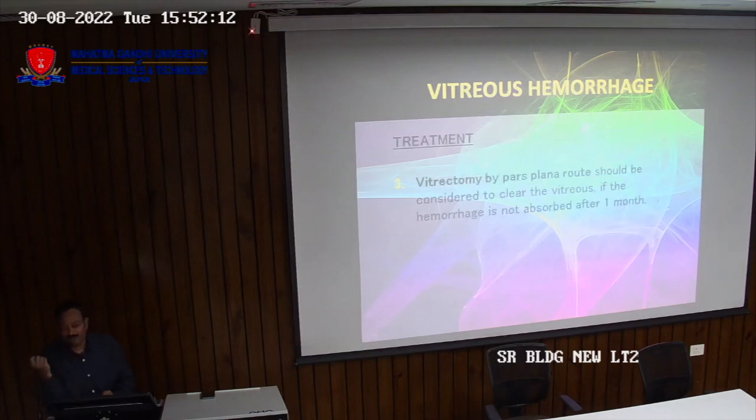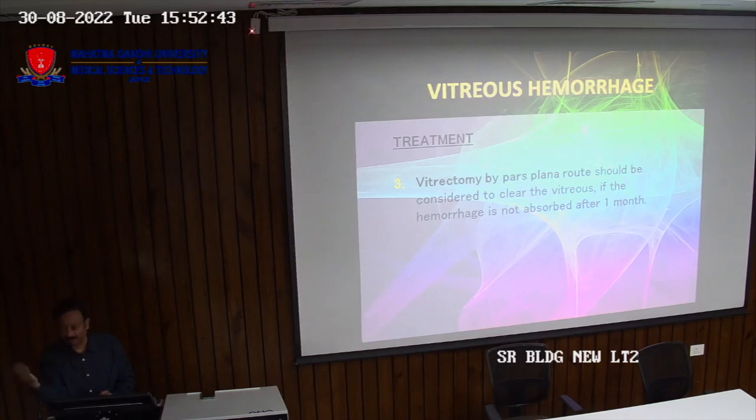Now, how is vitreous hemorrhage ideally treated? A mild hemorrhage is treated by first treating the cause. Second, medically you can add vitamin C. It helps in the early resolution and some liquefaction of the blood. Second, propped up positions, topical anti-inflammatory drugs, and wait for 2 to 3 weeks.